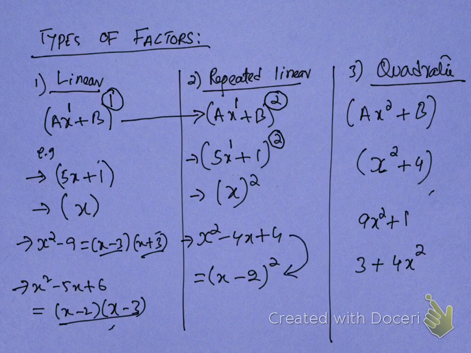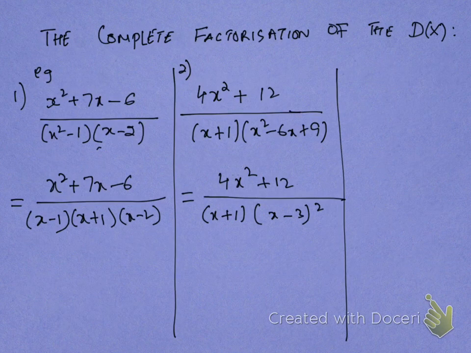Now the third type of factor is quadratic. Quadratic factors that cannot be factorized. This factor can never be factorized because of this positive sign. This is an example of a quadratic factor, x square plus 4. Next example, 9x square plus 1, 3 plus 4x whole square. These are the examples of quadratic factors. You can see these factors cannot be factorized. The complete factorization of the denominator.